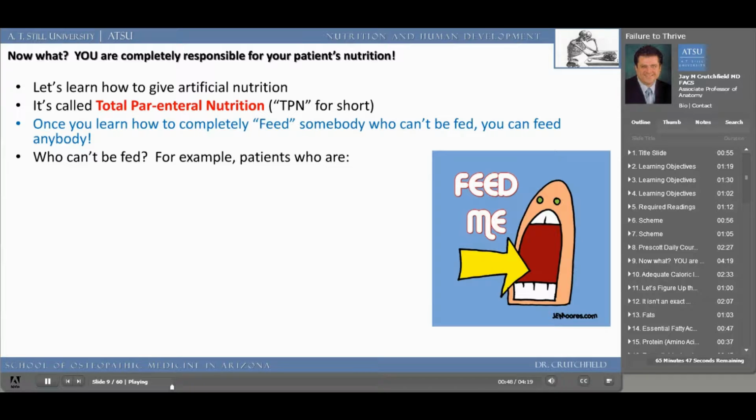So let's take a look at some patients who simply can't be fed, and this was one of the learning objectives. Who are people that cannot be fed enterally? Enterally, of course, means by mouth, using their intestines. Well, sometimes we operate on patients and we can't feed them right away. Patients who have removed pieces of their small bowel or their colon.